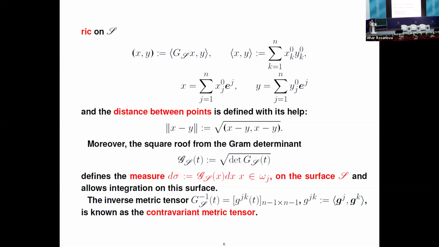Moreover, the square root of the Gram determinant defines the measure of the surface. Now you see how important it is. So with the help of it you can define integration on the surface. Integration is defined with the square root of the determinant of this Gram matrix.